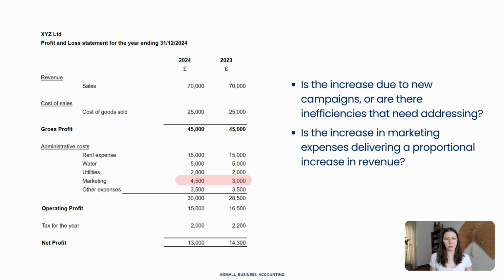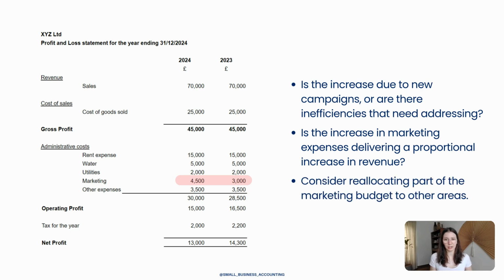If your revenue has remained the same, you may want to reassess the effectiveness of your marketing efforts. You may consider relocation of some of the marketing budget to other areas, such as expanding your new product lines or improving customer service. This deeper analysis of your income statement allows you to spot issues and opportunities before they become bigger problems and helps you to make strategic decisions to keep your business on track.